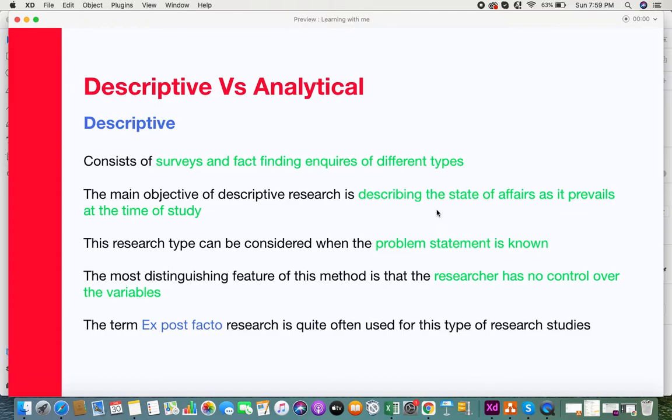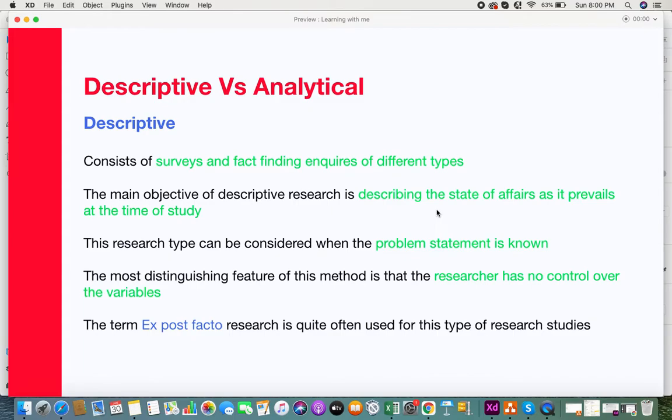So always when you know what information you need, or what problem you're trying to solve, okay, when that is known, now the problem needn't be very certain, at least this is something that I need to solve. When you know the problem, then you can always go in for this descriptive research. Else don't go in for this type of research.